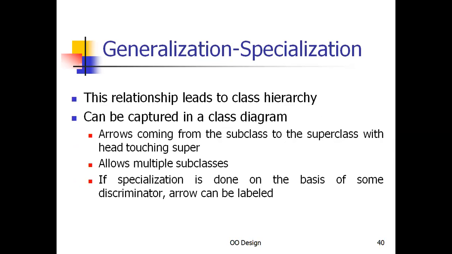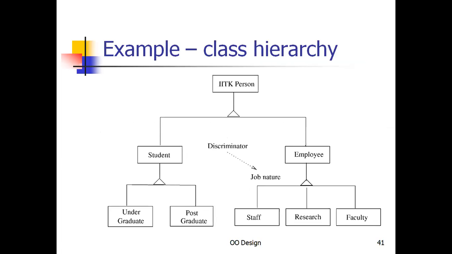This relationship leads to a class hierarchy, which can be captured in a class diagram. An arrow comes from the subclass to the superclass, with the head touching the superclass. It allows multiple subclasses. The specialization is done on the basis of some discriminator. The arrow can be labeled. This is an example: IITK persons may be a student or an employee. A student is an undergraduate or postgraduate. An employee may be staff, research, as well as faculty. So job nature is the discriminator based on staff, research, as well as faculty.